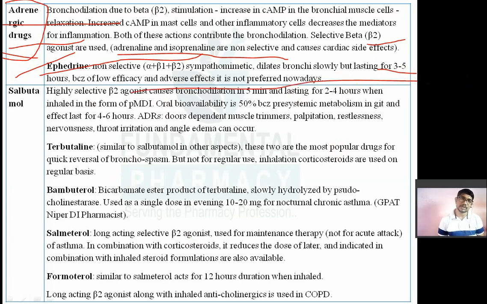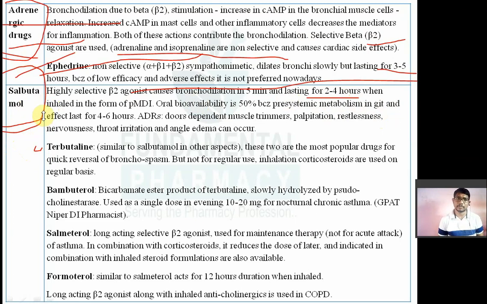Now, which kind of drugs are used from this category? Selective beta 2 stimulants. Highly selective beta 2 stimulants, for example, salbutamol, terbutaline, bambuterol, salmeterol, formoterol. Salbutamol is a highly selective beta 2 agonist which causes bronchodilation within 5 minutes and lasts for 2 to 4 hours when given by oral or injectable route.